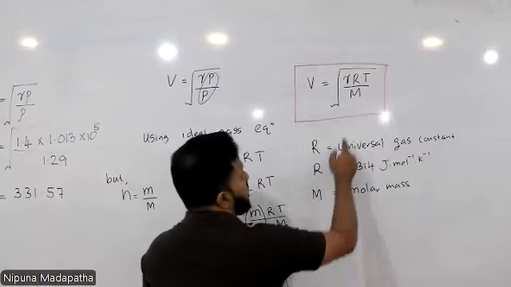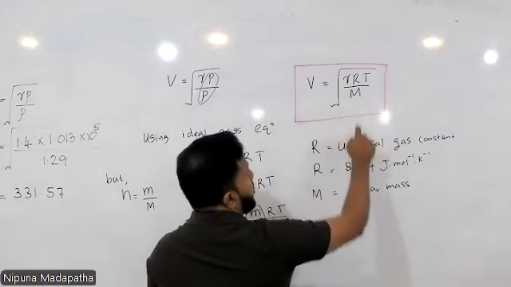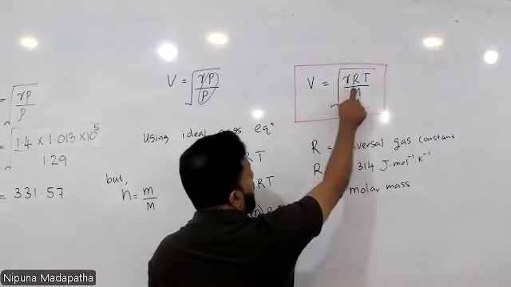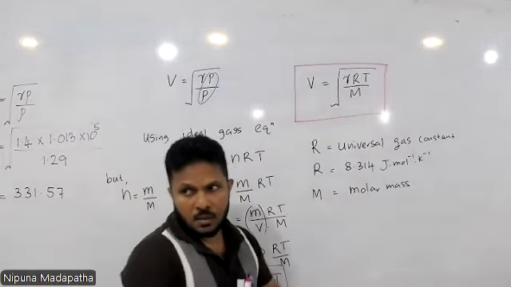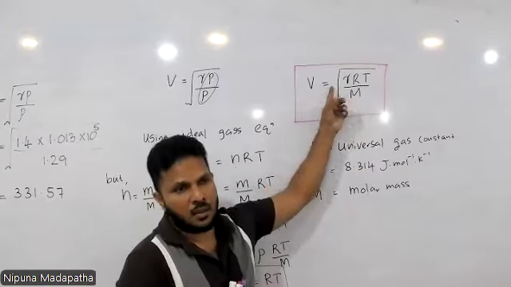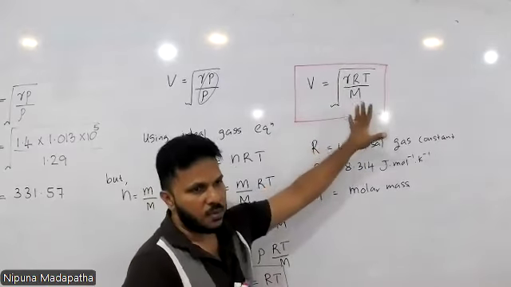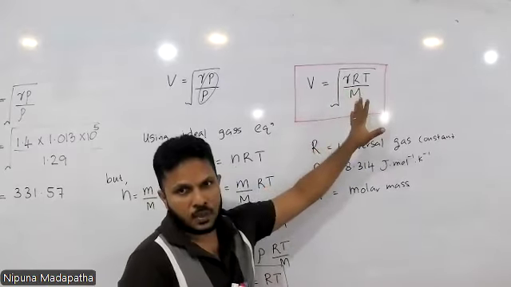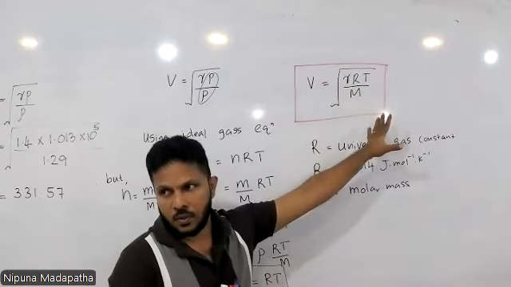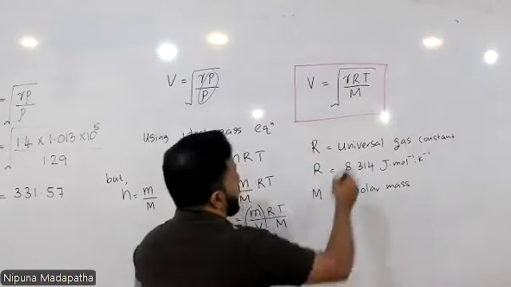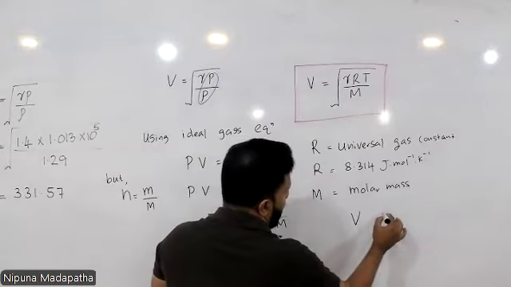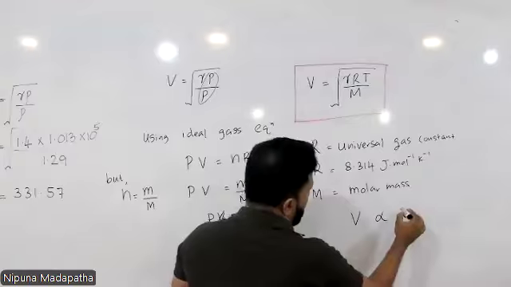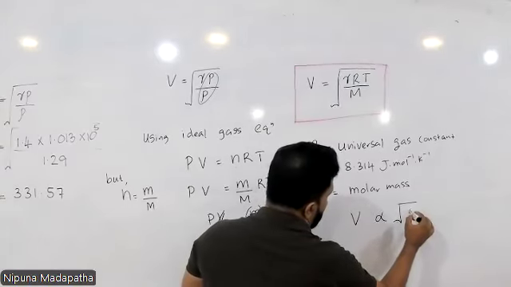For a given gas, gamma, R and M are constant. For a given gas, gamma is a fixed constant. R is a fixed value. M is also a fixed value. So all these terms are constants. Therefore, V is directly proportional to the square root of temperature.